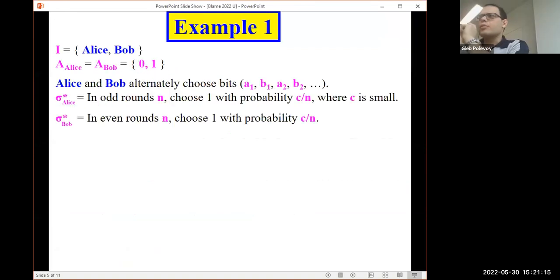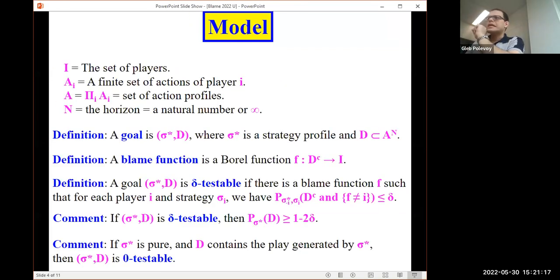I have a question about the definition, if I may. Yep. So the goal is sigma star and D. Do we require that if sigma star is played, then D is reached, right? We would like D to be reached, yes.